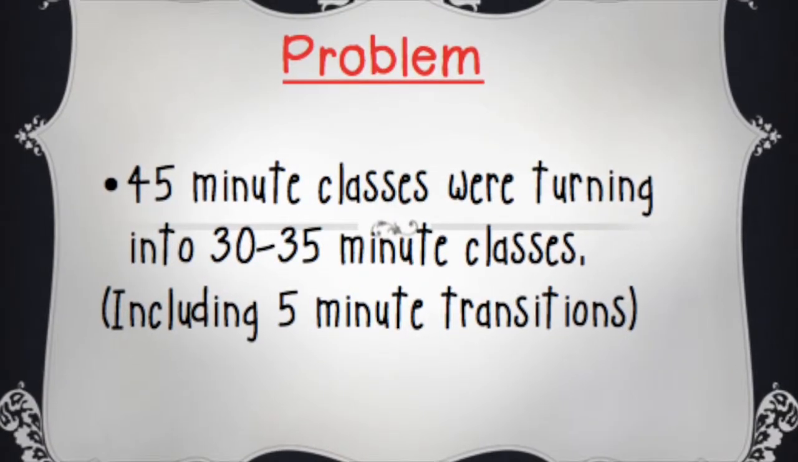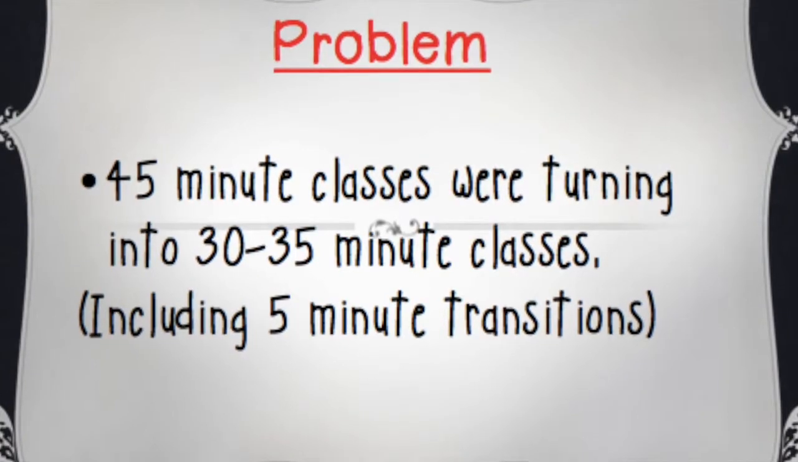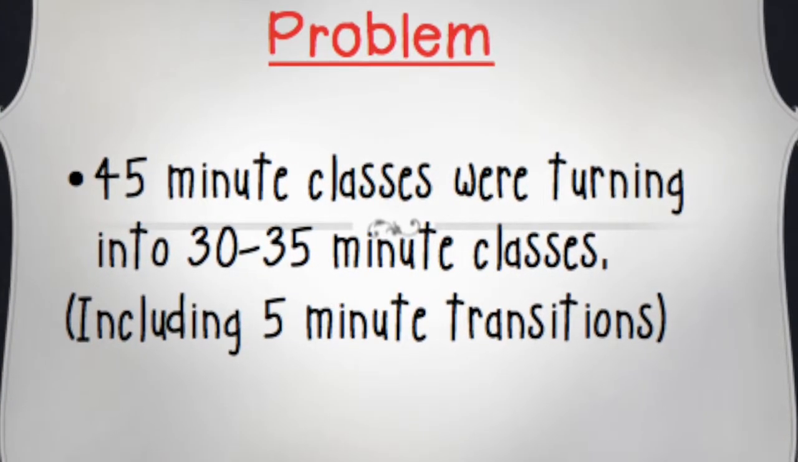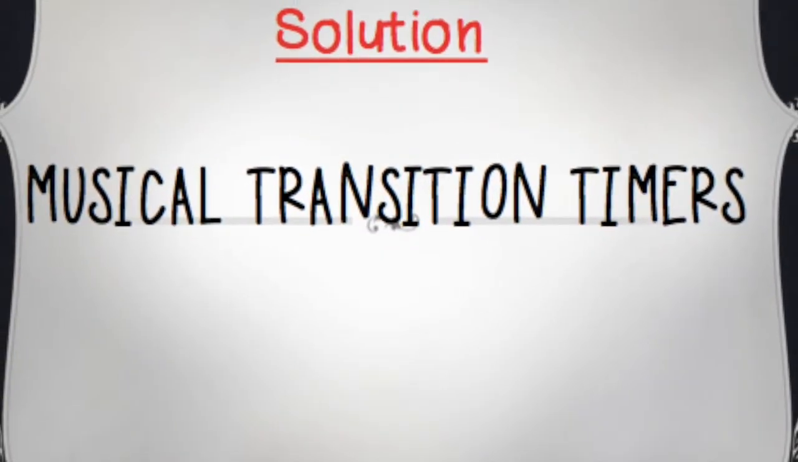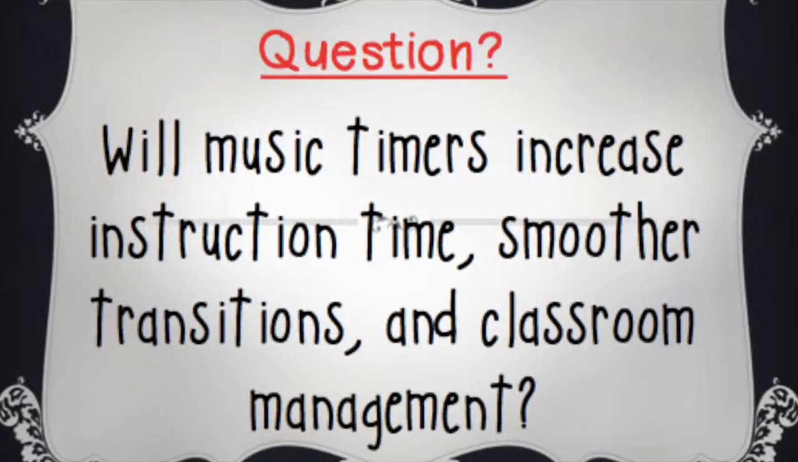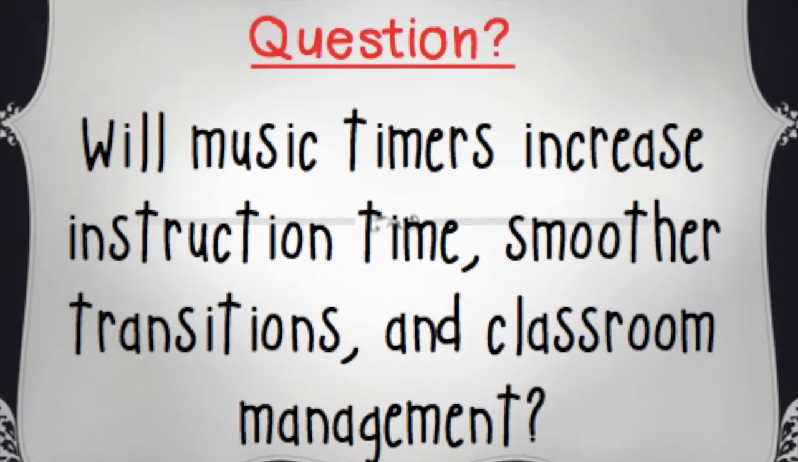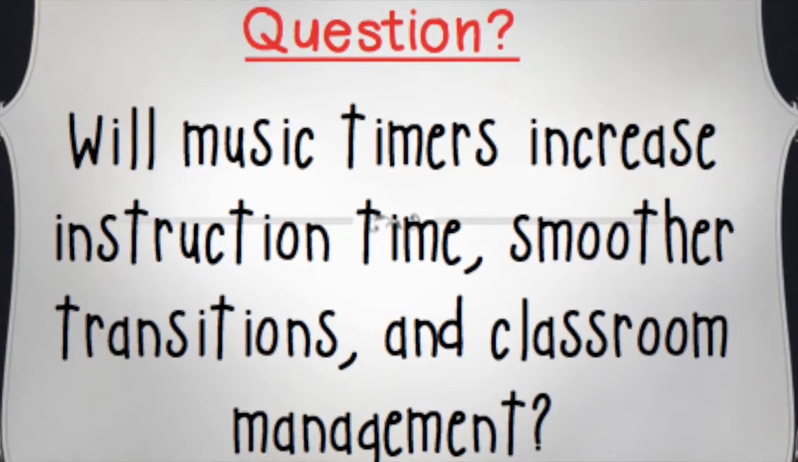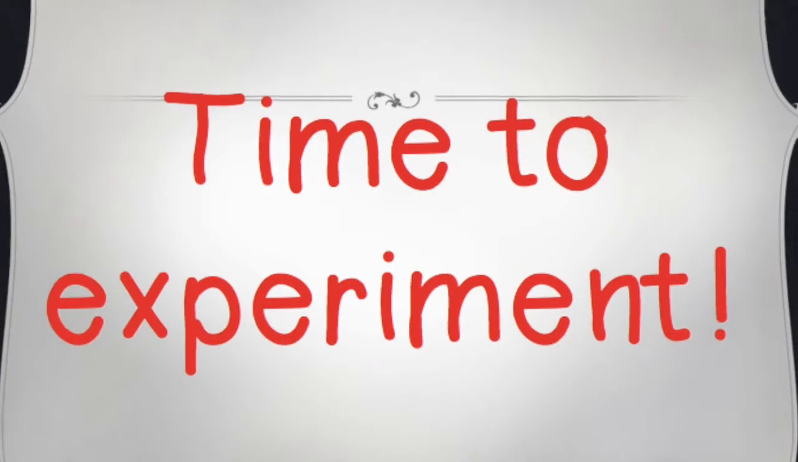The problem: 45-minute classes were turning into 30 to 35-minute classes, including 5-minute transitions. Solution: musical transitional timers. Therefore, the question: will music timers increase instruction time, smoother transitions, and classroom management? Time to experiment.